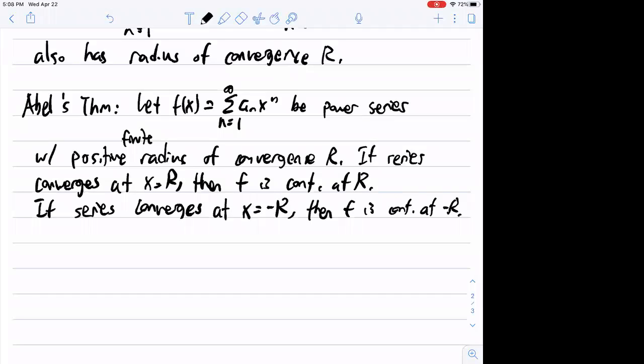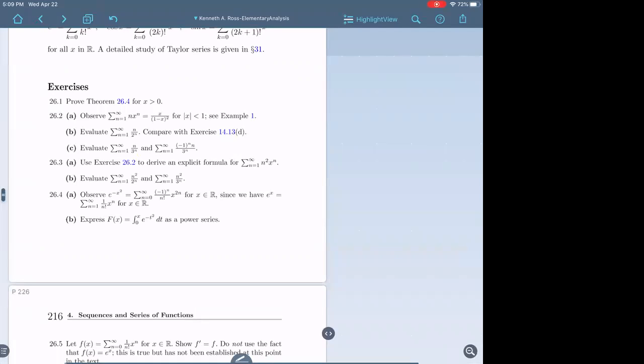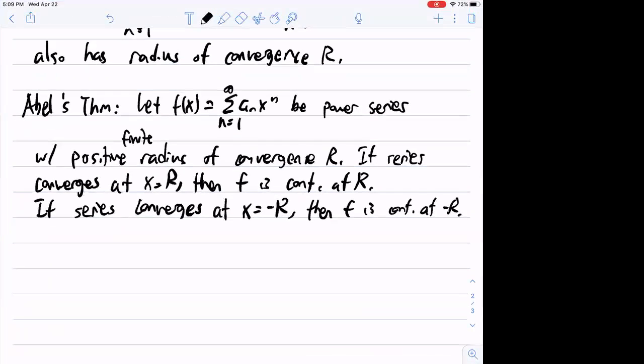There's not much in this section, so let's move on. I think we could probably do all the questions in the book. So let's go to 26.2. First off, this is a Math 2B question, but observe that the sum of n x^n is equal to that function for absolute value of x less than 1. So we're going to use the theorem we have. We want to show the sum to infinity is x over (1 minus x) squared.